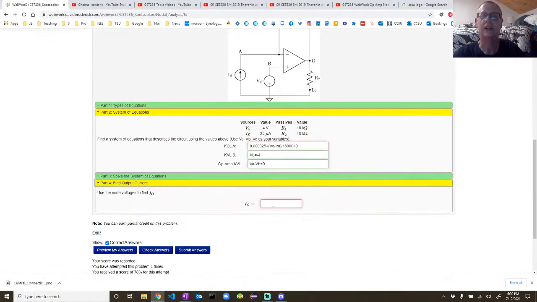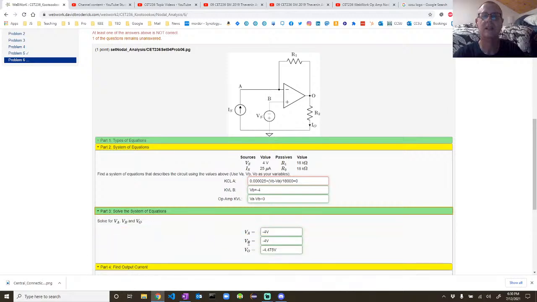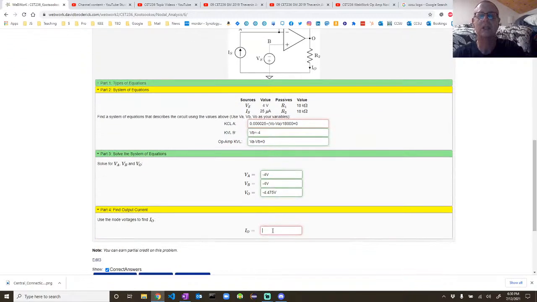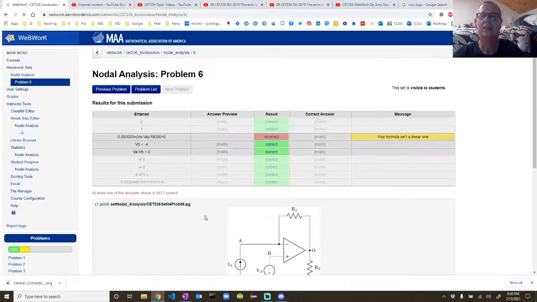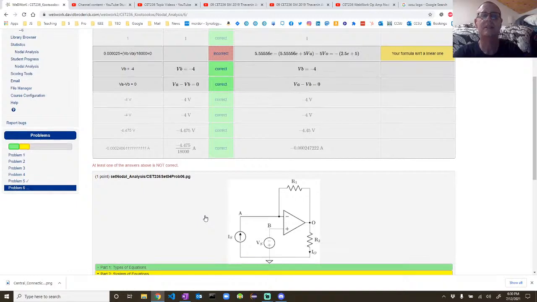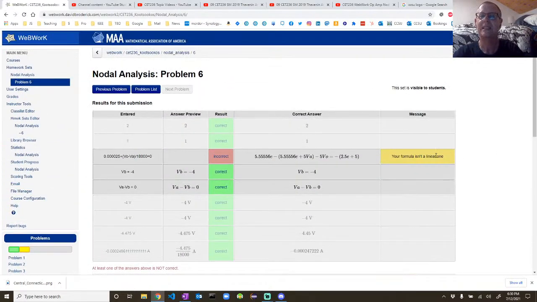And then the output current I out is just going to be that 4.475. Let's see if that's still on. I think my R2 was 18. And let's just see if that's right. It probably won't be close enough. No, it is close enough. Okay, so you should be able to get it all out.